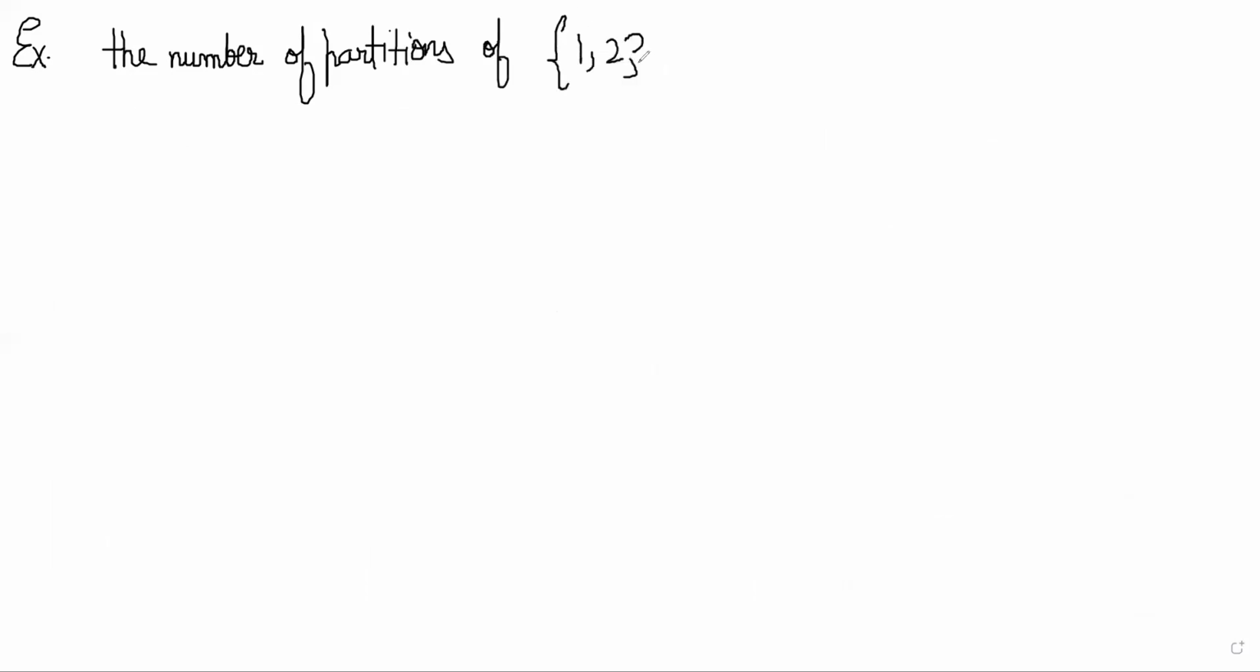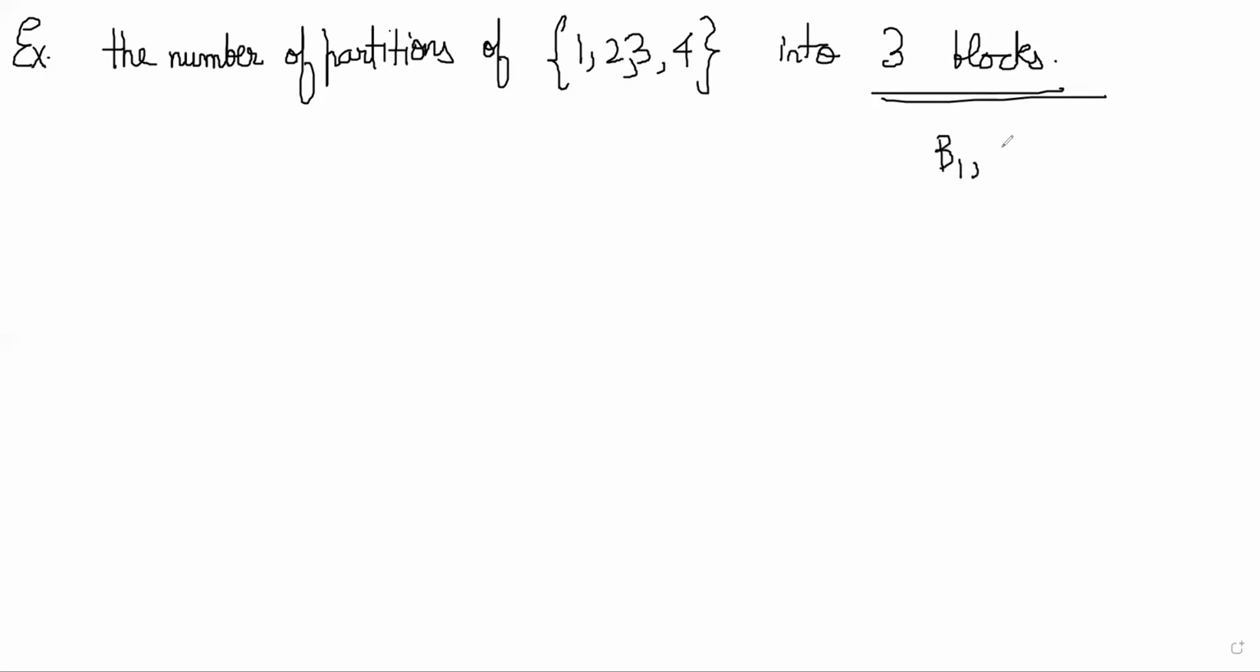Let's say we have to find the number of partitions of 1, 2, 3, 4 into 3 blocks. Let's think about this problem. This is my big set, the universal set, and we have to partition it into 3 blocks. So 3 blocks means you have to create 3 subsets B1, B2, B3, and my partition will be the set of these subsets.